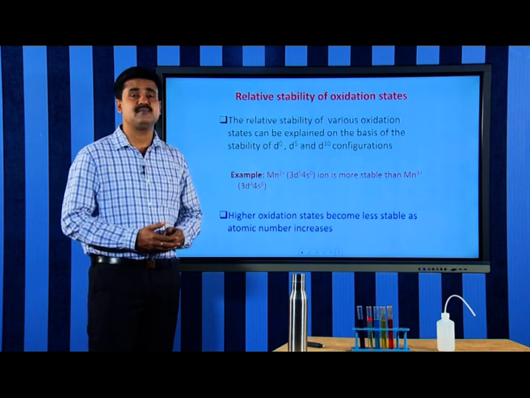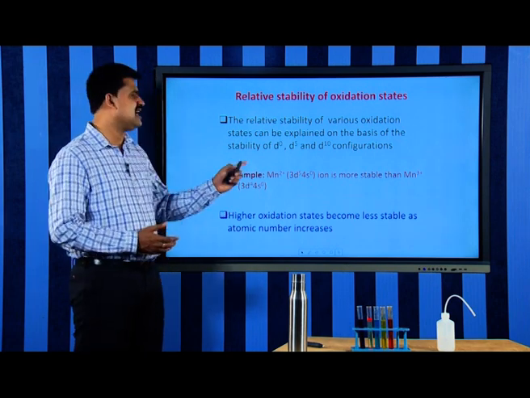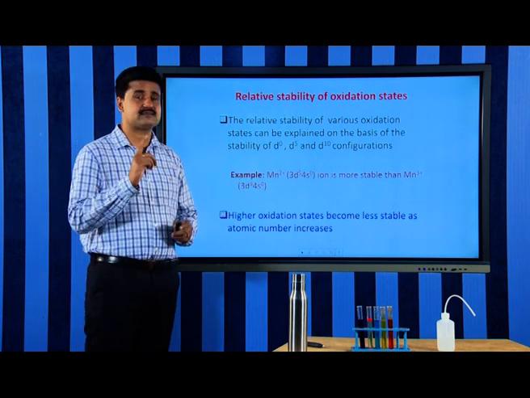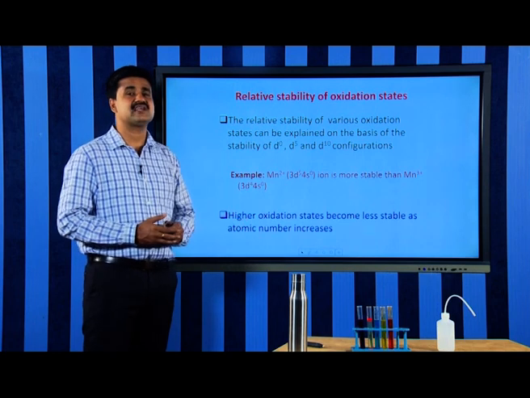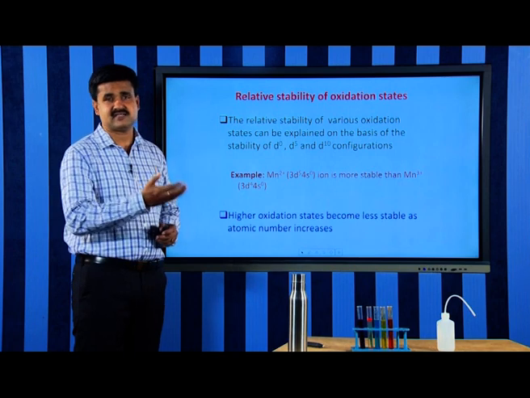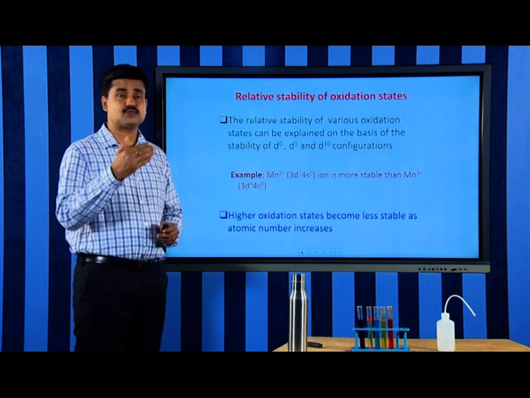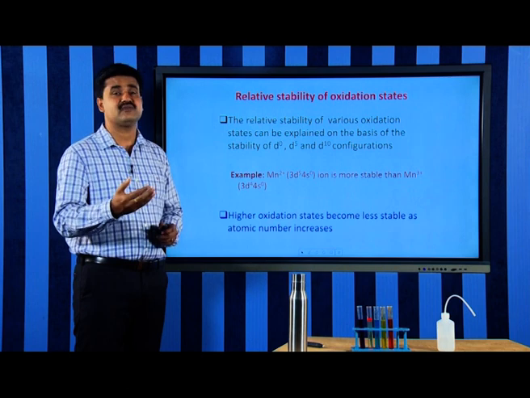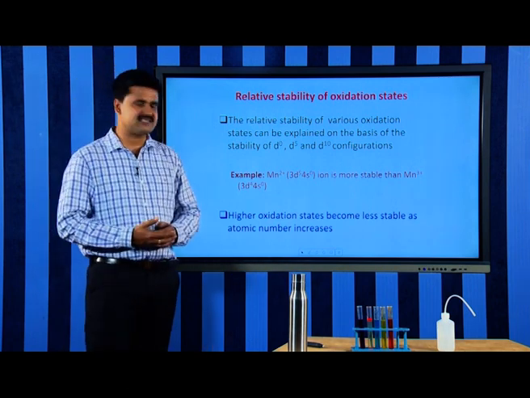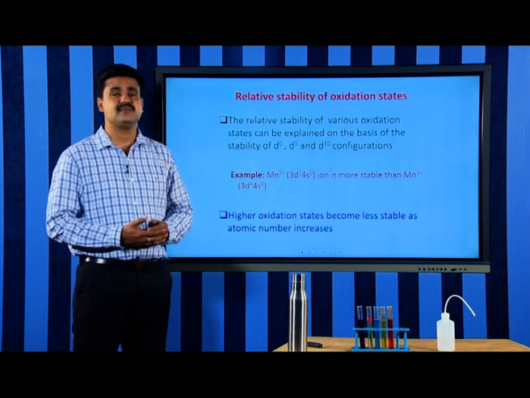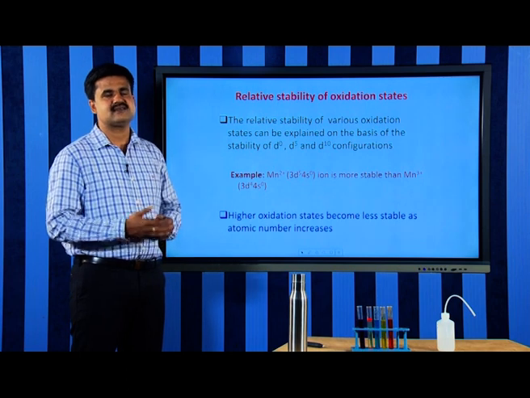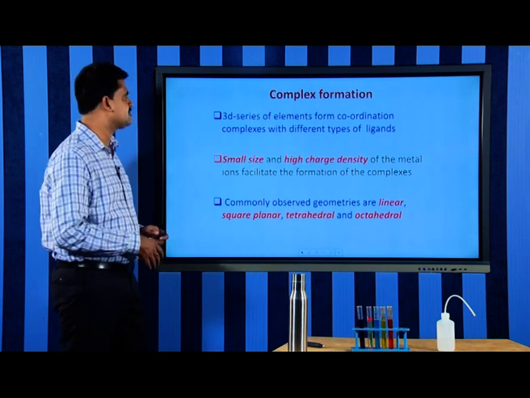d5 is a highly stable half-filled arrangement. That arrangement is more stable compared to manganese 3+, where the electronic arrangement is 3d4. 3d4 is comparatively unstable with the 3d5. Hence, manganese 2+ state is more dominating over manganese 3+ state. Higher oxidation states become less stable as the atomic number increases. This is the variation of oxidation state for the 3d series of elements.